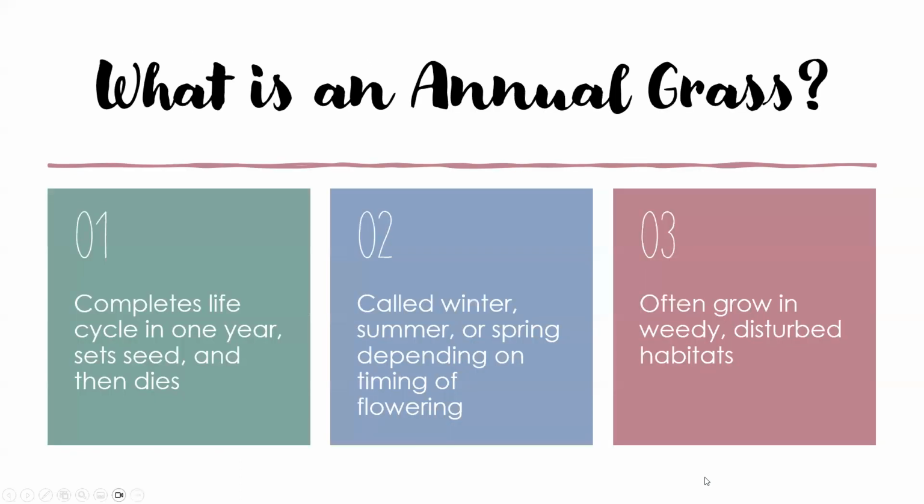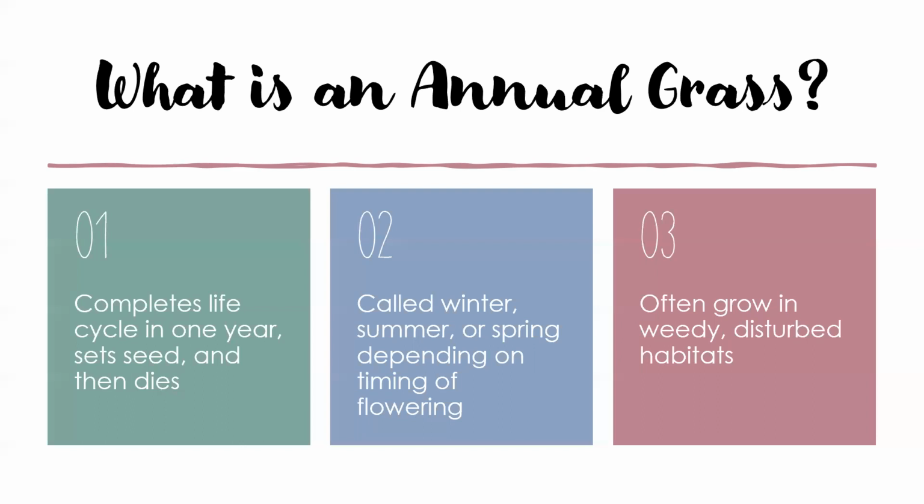Today, we're focusing on a specific group of grasses. We're looking at the annual grasses. So what does that mean? How do we tell them apart from other grasses? Well, an annual, in comparison to a biennial or a perennial plant or grass in general, is going to complete its entire life cycle in 1 year. So it will emerge, grow, flower, set seed, and then die all within an individual year.